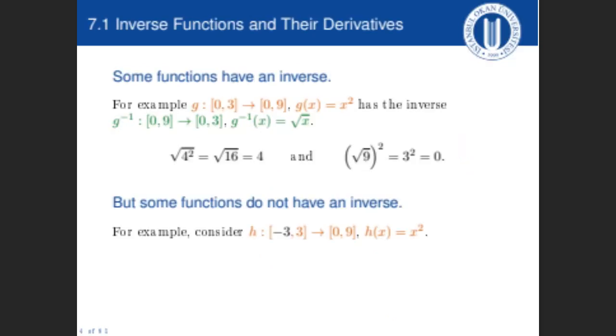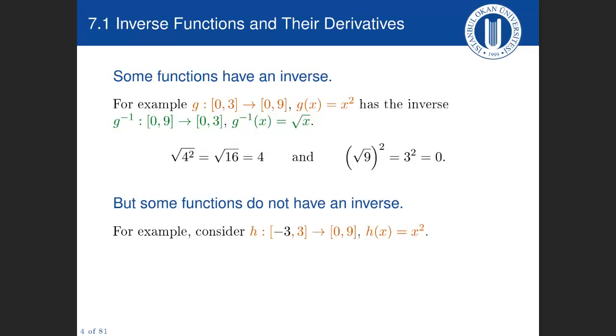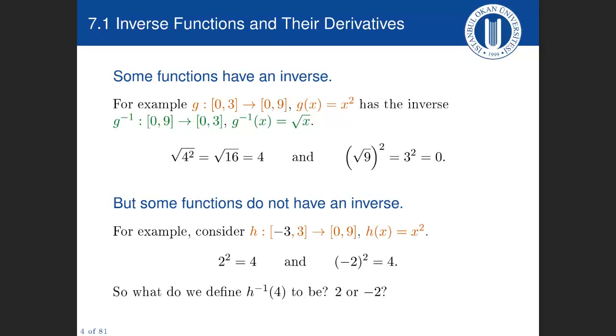But some functions do not have an inverse. For example, the function h, which has domain the closed interval from minus 3 to 3 and has the formula h of x is equal to x squared, does not have an inverse. Why? Well, 2 squared is 4 and minus 2 squared is 4. So what do we define h inverse of 4 to be? Should h inverse of 4 be 2 or minus 2? Functions can have only one value, so that means h inverse does not exist.